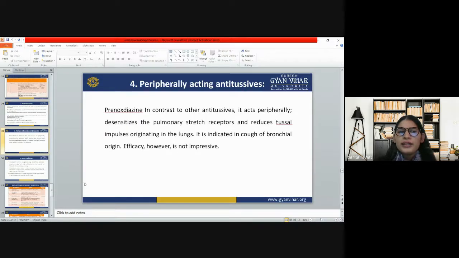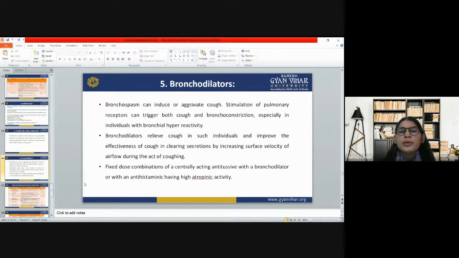Then we have peripherally acting antitussives. We have prenoxdiazine, which, in contrast to other antitussives, acts peripherally and desensitizes the pulmonary stretch receptors and reduces tussal impulses originating in the lungs. It is indicated in cough of bronchial origin, and its efficacy is not impressive when we compare it with other antitussives.